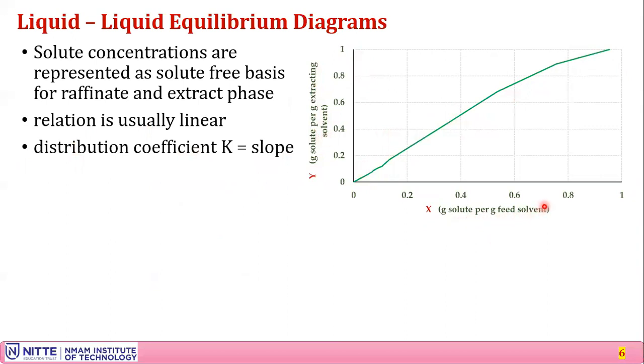solvent. You have to observe one thing here: whenever you take an equilibrium diagram, the phase that refers to the feed will go to the x-axis. The phase that refers to the product stream goes to the y-axis. Usually here we have a feed solution, so it is in the feed solvent. The product is normally the extract, and that has the extracting solvent, so it goes to the y-axis.